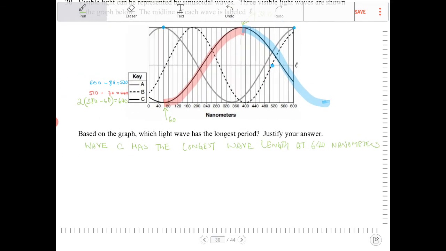And followed by A with 520 nanometers, followed by B with 440 nanometers. That's it.